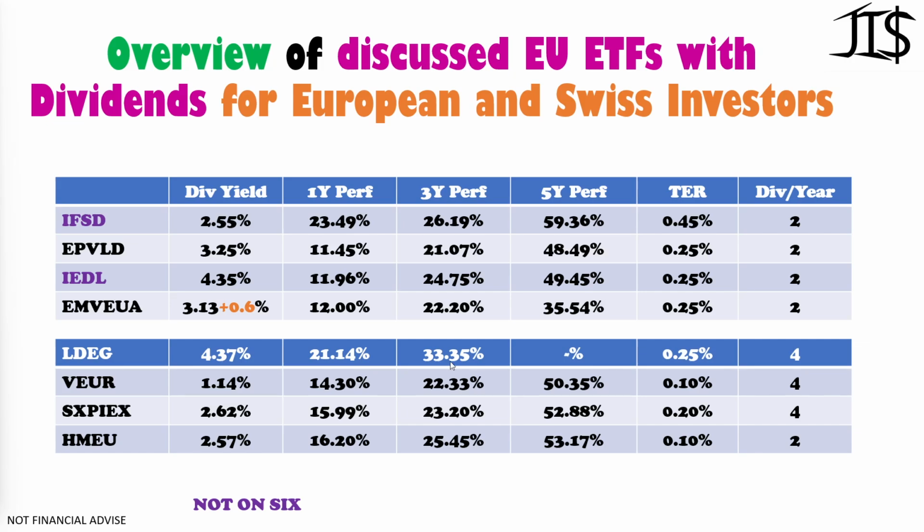And then the 5 year performance, it's 33.35%, excuse me for that. And the 5 year performance, yeah, it's only been around for a little bit over 3 years, so I can't give the 5 year performance yet for the LDG one. And the total expense ratio and the dividend per year, so quarterly payments, I prefer that as well.